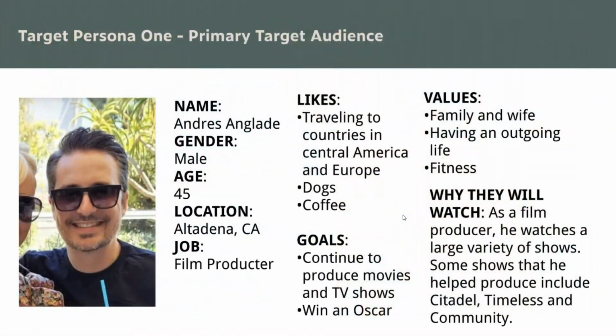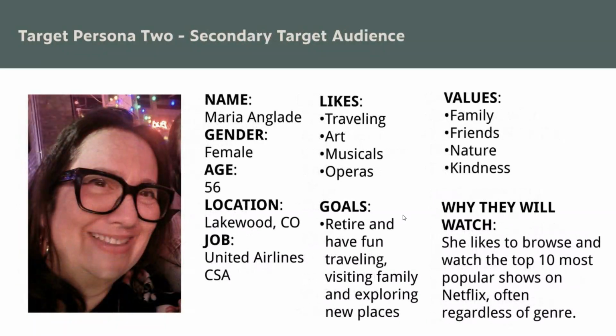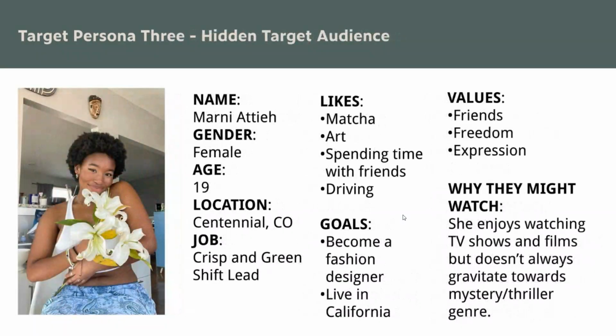Next, moving on to my personas, I did research and found that my target audience is on the older side. So my main and secondary target audience reflect that. Here we have Andreas, and he's likely to watch my show because he's a film producer and makes similar shows like Citadel and Timeless. Then we have Maria, and she's likely to watch my show because she always watches the top 10 list on Netflix, and my show was top 10 for 12 consecutive weeks, so she is likely to have seen it. Then we have Marnie. She's a bit on the younger side, and she watches TV, but she doesn't always gravitate towards a thriller or mystery genre, so that's why she's my hidden target audience.